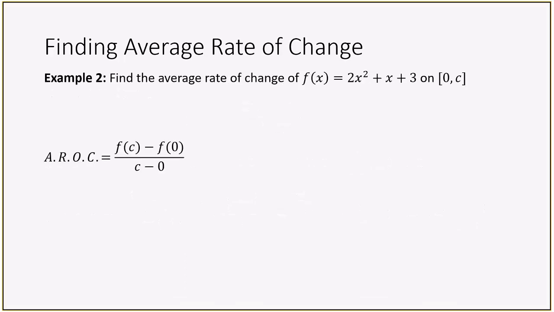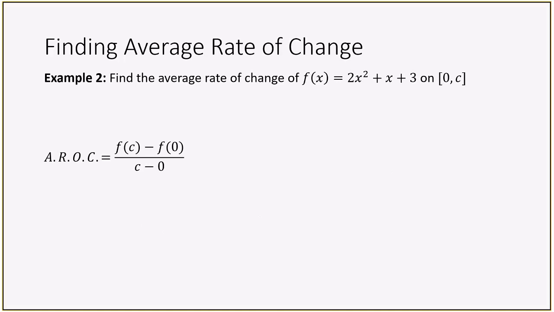So to see it again, here we have a function f of x is equal to 2x squared plus x plus 3, and now I have a little bit of a weird interval, 0 to c, but that's perfectly fine. Quite often when we're dealing with average rate of change, we don't have a nice whole number, or even a nice fraction with numbers in it. Sometimes we have variables.